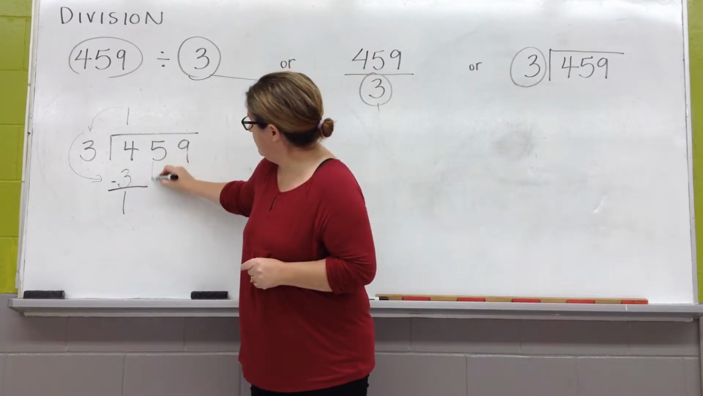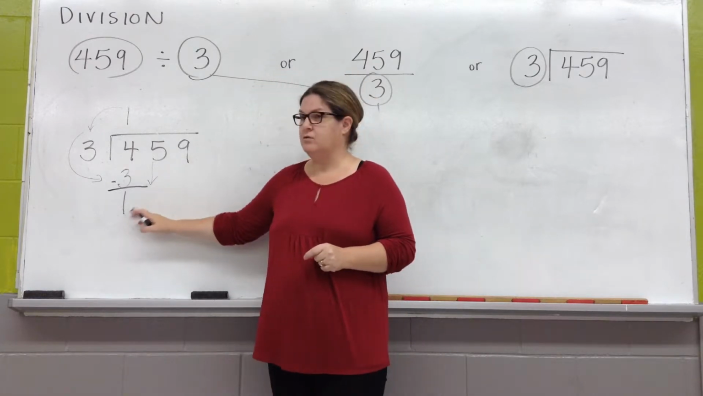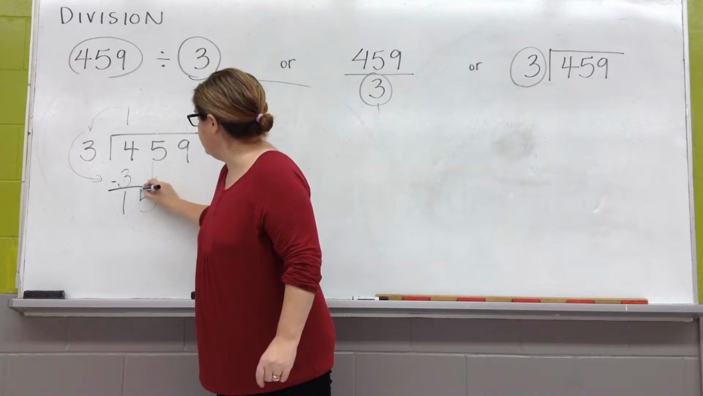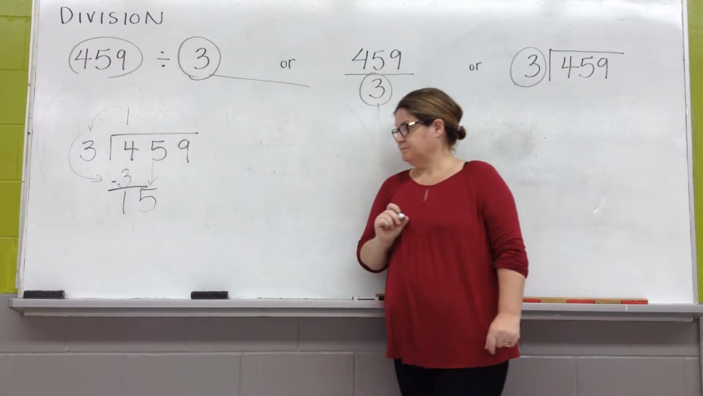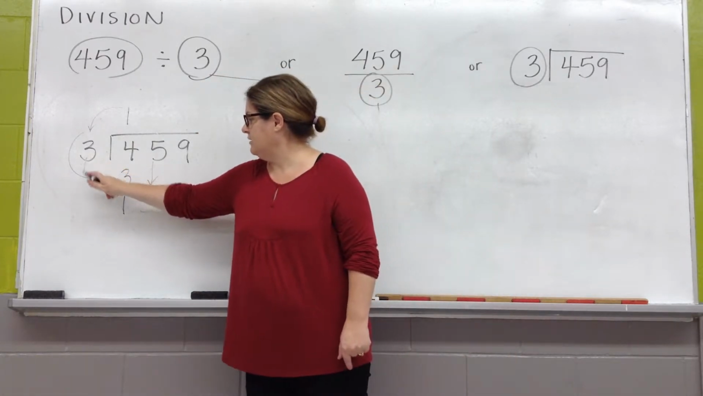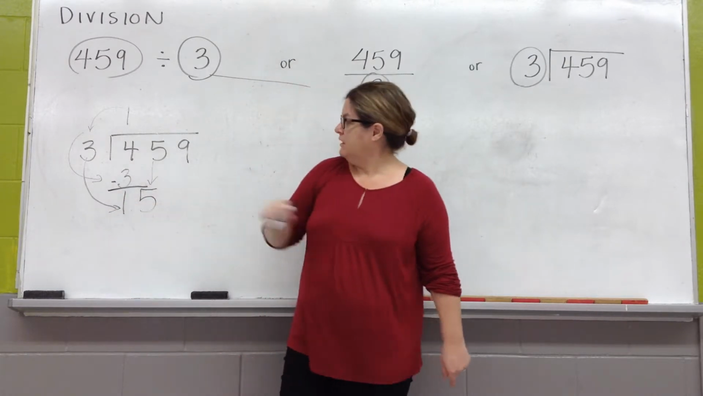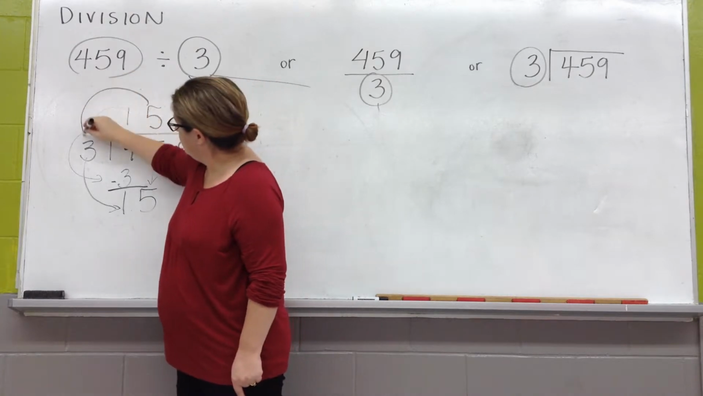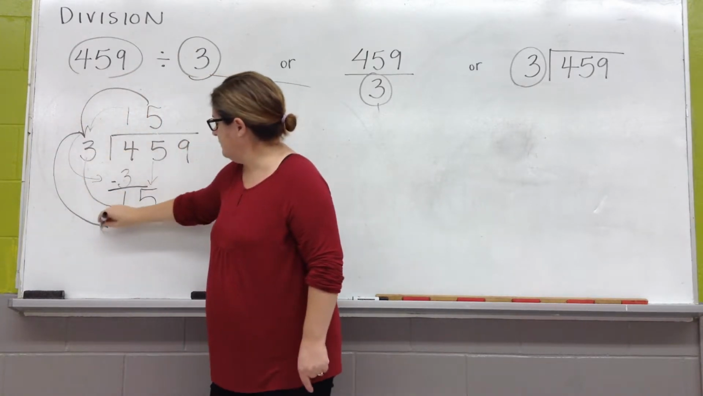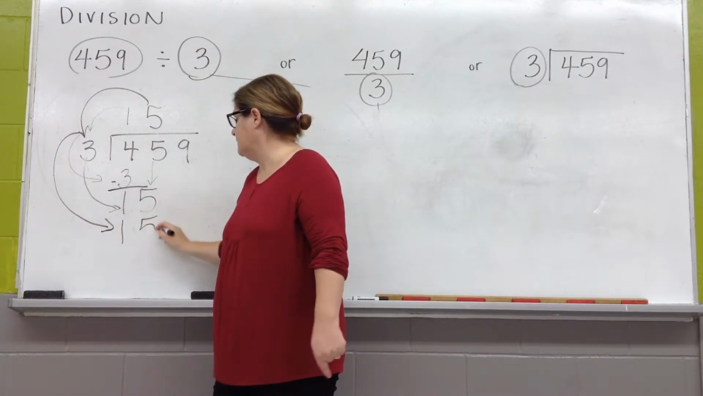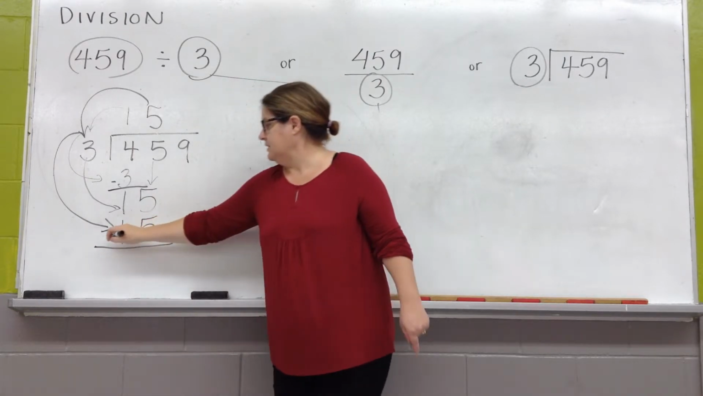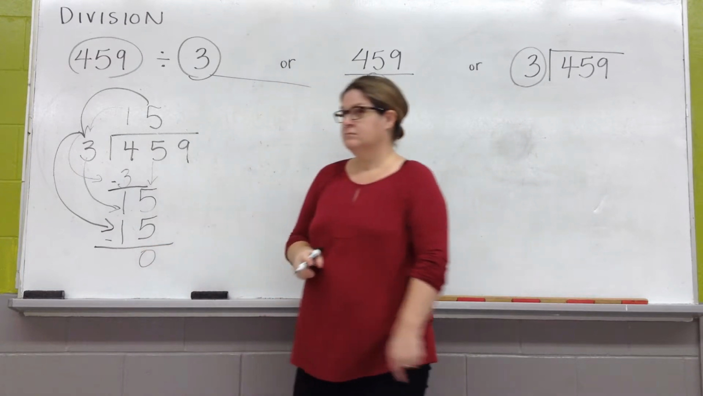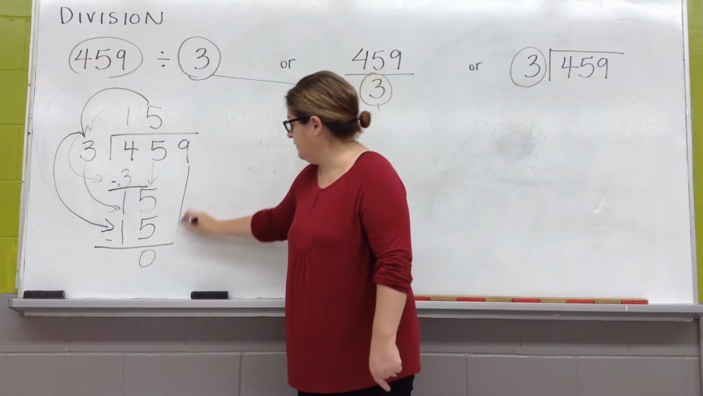We're going to bring down the 5 now, because if we have 1 left over and we have a 5, we in fact have 15. How many times does 3 go into 15? And we would say it goes 5 times. And 5 times 3, in fact, gives us exactly 15. And so 15, take away 15, we would have none left over. Again, we bring down the 9.